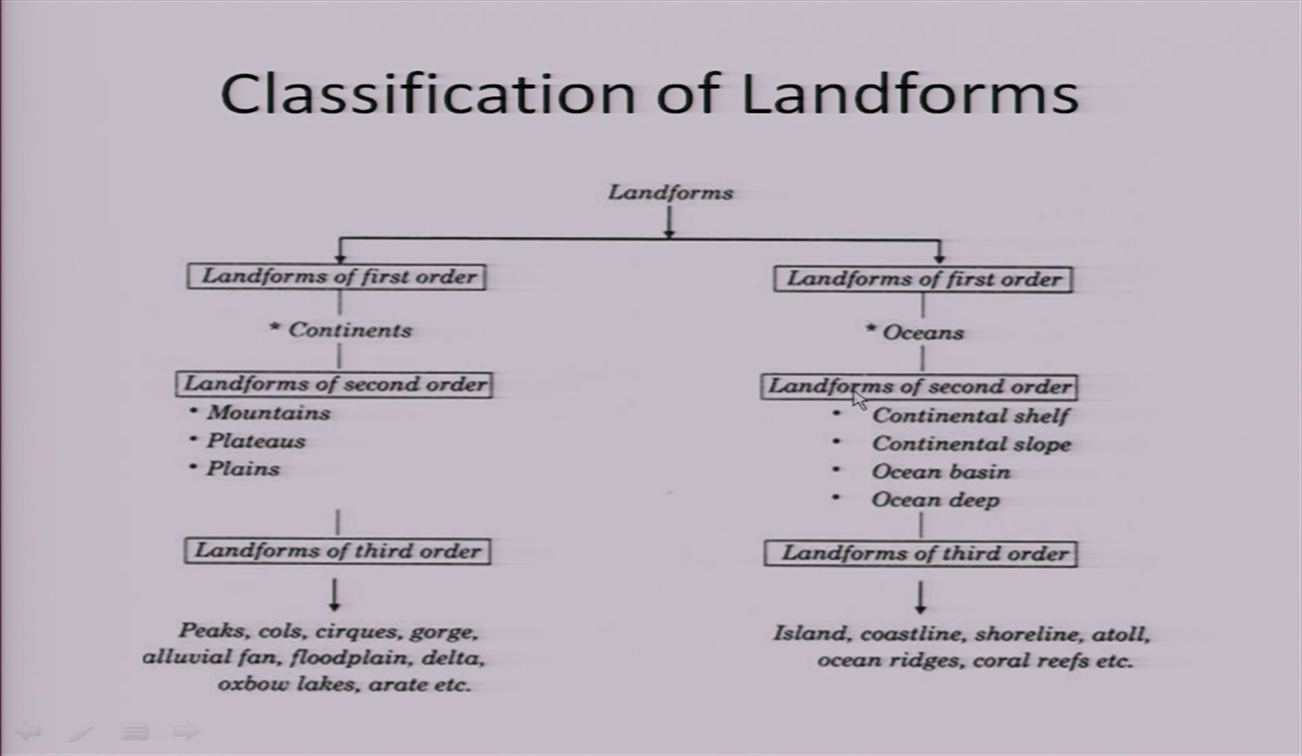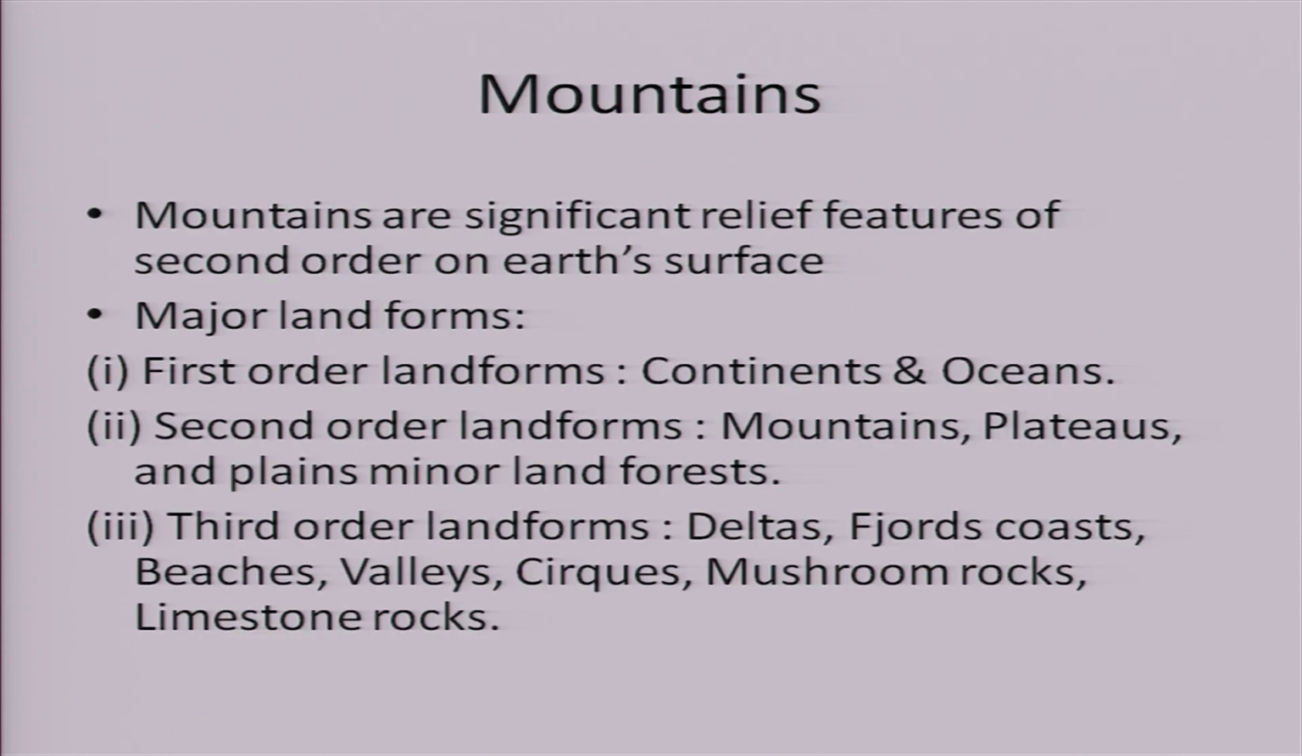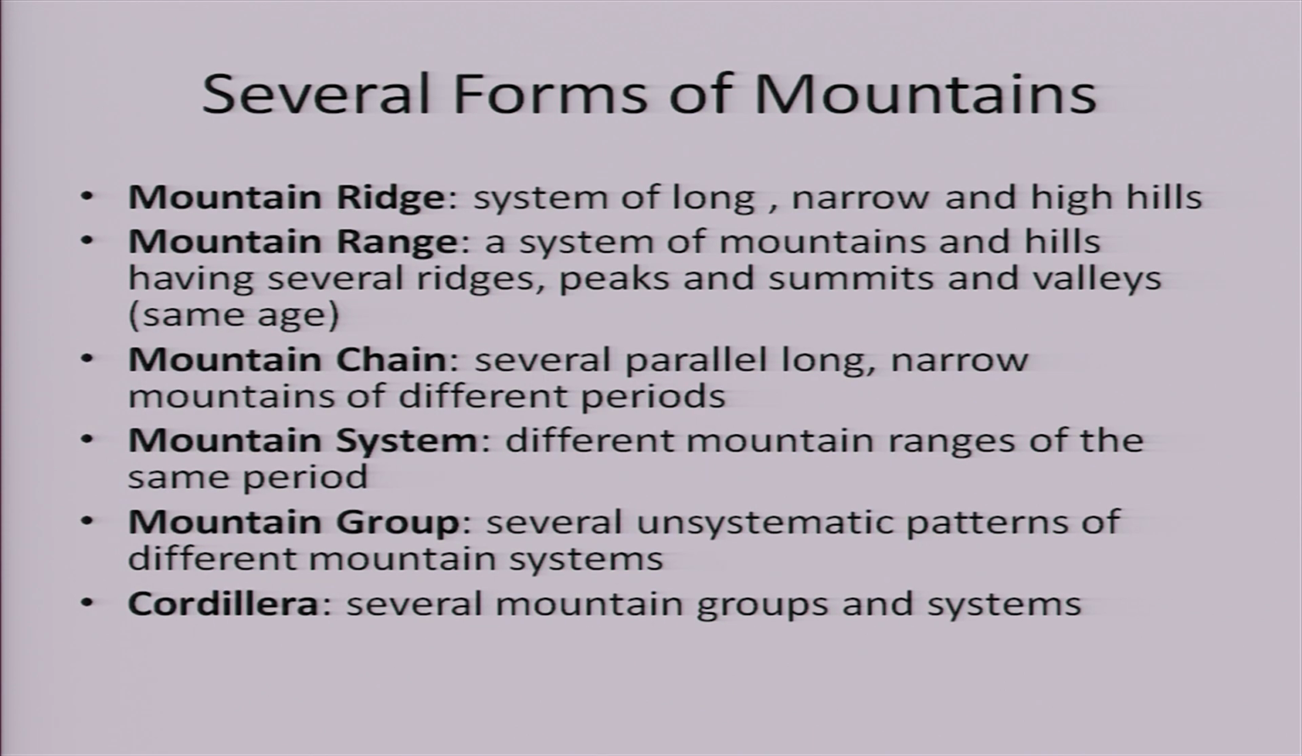Similarly, in the oceans we have continental shelf, continental slope, ocean basin, deeps, which are the second order landforms of the oceans. Similarly, landforms of third order are peaks, cols, which are formed by more complex processes occurring in the second order landforms of both continents and oceans. So mountains are the significant relief features of second order on the earth's surface.